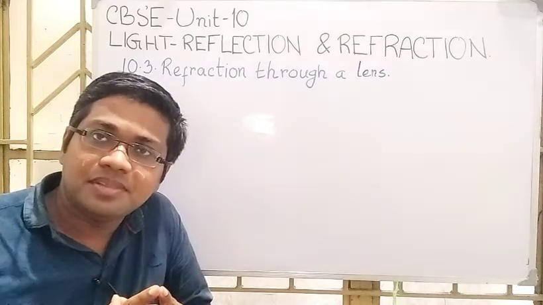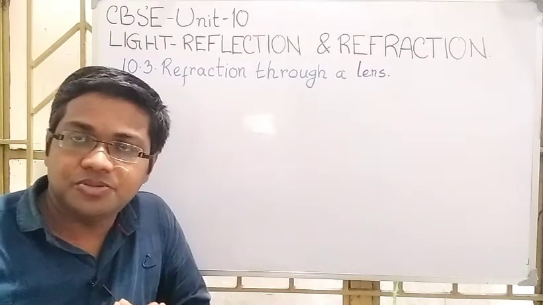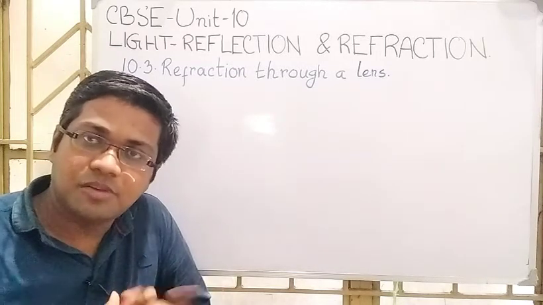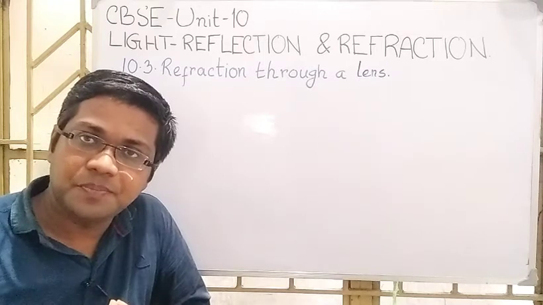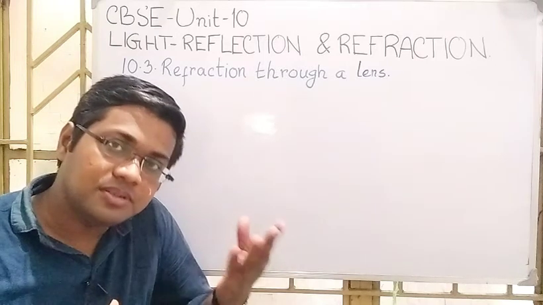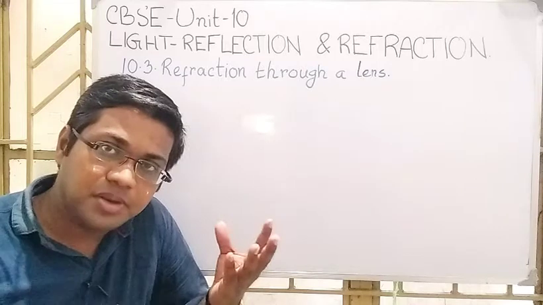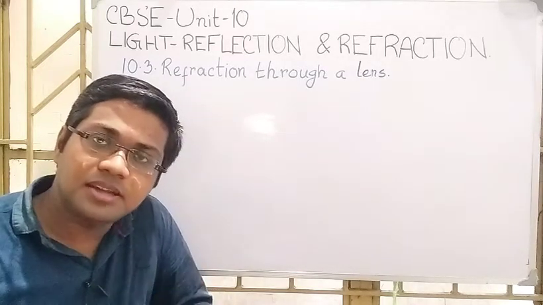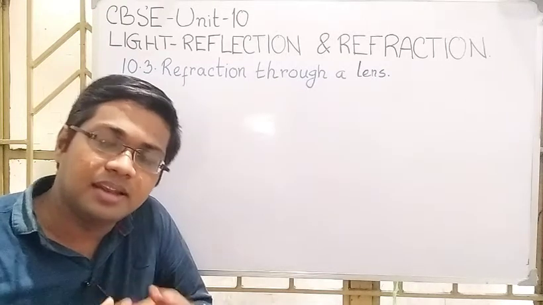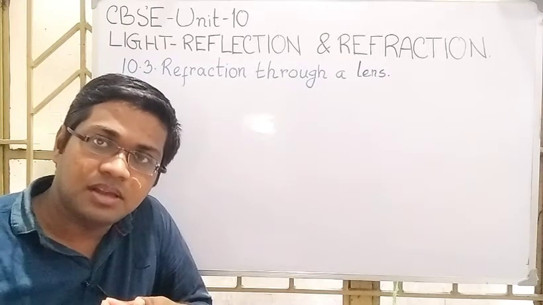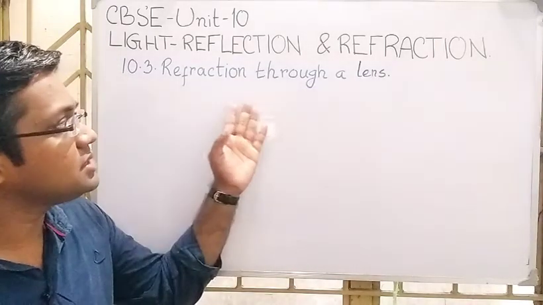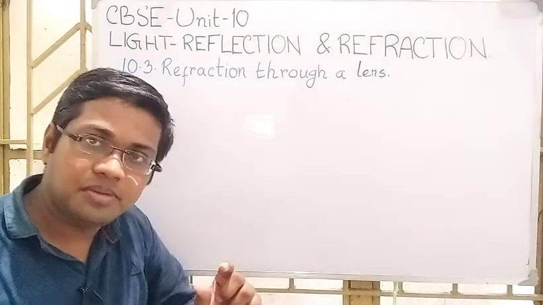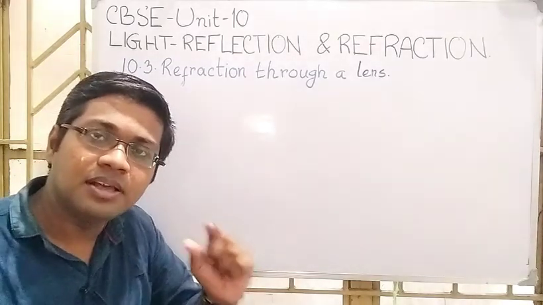Welcome. In the previous lecture, we understood refraction through a glass slab. A glass slab is an optical device, and its geometrical importance is that the two refracting surfaces of the glass slab are parallel. Now we are starting a discussion about the lens, and most preferably we should say the spherical lens.